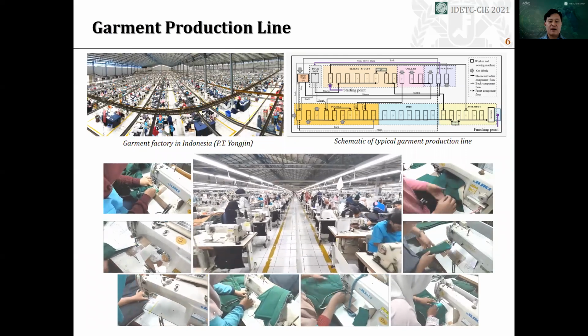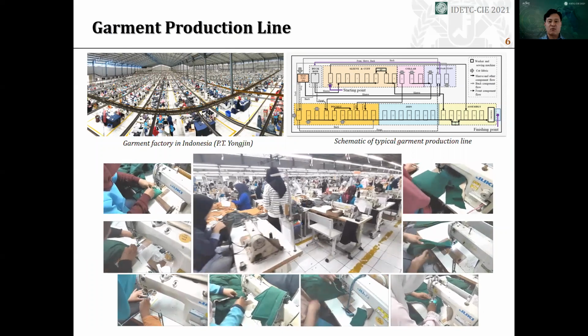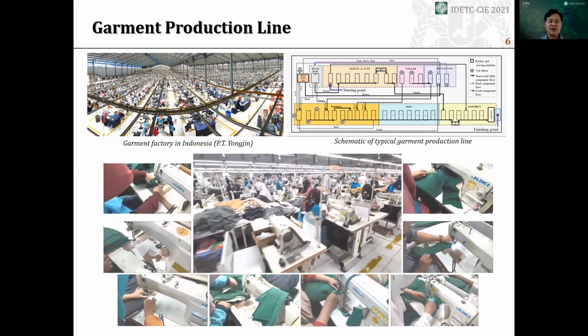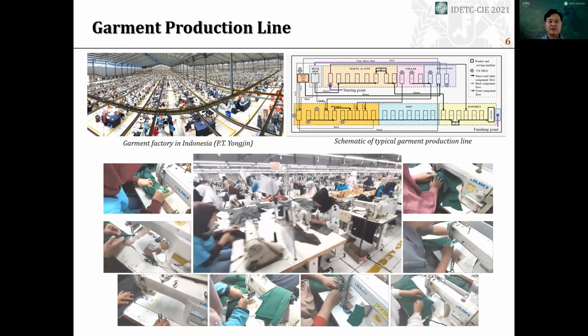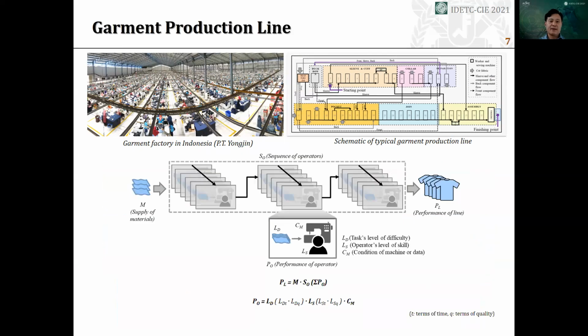Garment factories are highly labor intensive, with many workers gathering and working in specific spaces. Also, there is a characteristic that the product changes frequently. The performance of the production line is influenced by the sequence of operators and the performance of individual operators. In addition, the performance of each operator depends on the task's level of difficulty and the operator's level of skill.